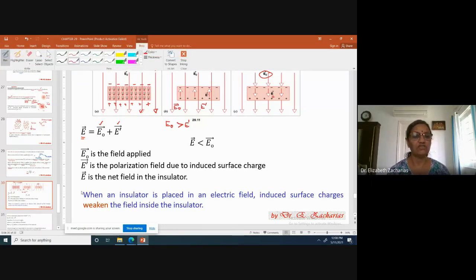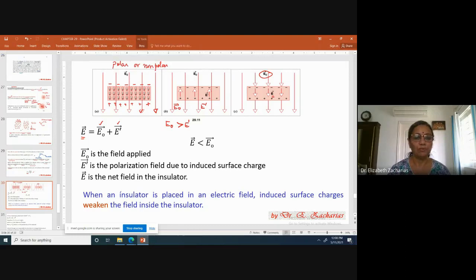The conclusion is that when you place an insulator or a dielectric in an electric field, induced surface charges are formed. And what is the job of these induced charges? Their job is to weaken the field inside. The field inside will be less than the applied field.